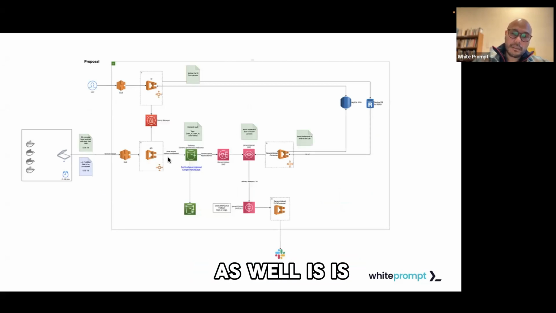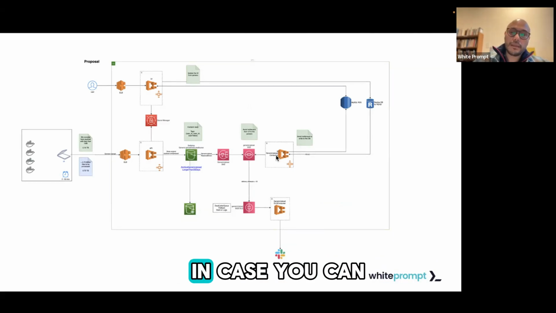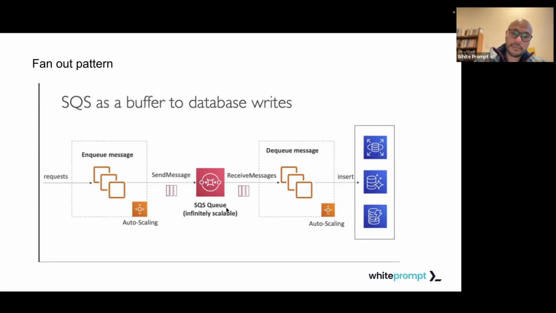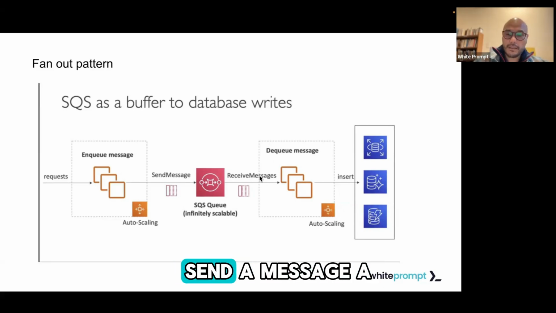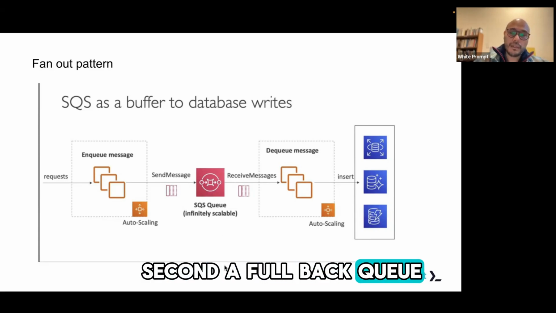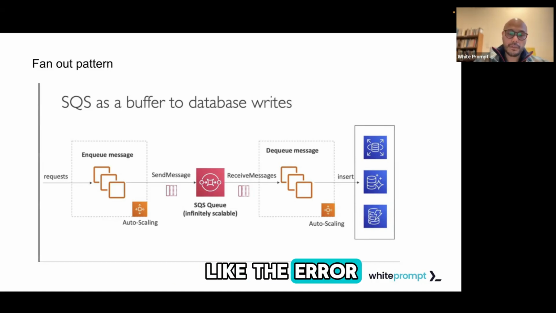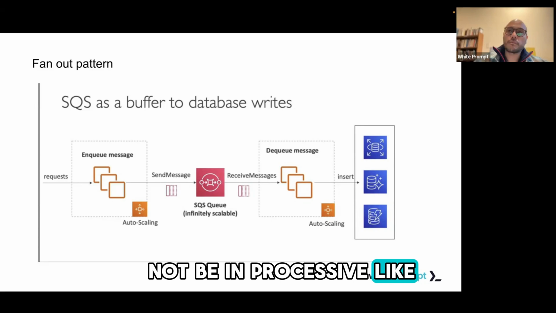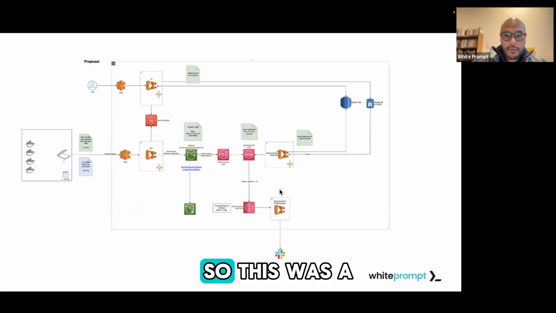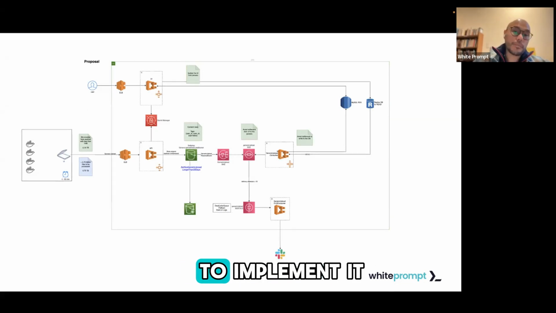What we did as well is to create another consumer that will work as a dead letter queue. If the queue can't send the message a couple of times, or the worker can't consume that message, then we have a fallback queue, named the dead letter queue, that will process the error messages that could not be processed more than 10 times, for example. So this was the proposal, and then we needed to implement it.